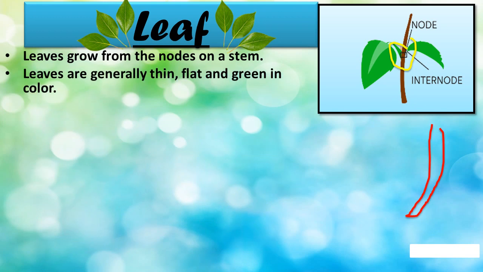Okay, so student, leaves are generally thin, flat and green in color. They are green in color. Why? Because they have to perform photosynthesis and they have a pigment, chlorophyll. That's why the color of a leaf is green.